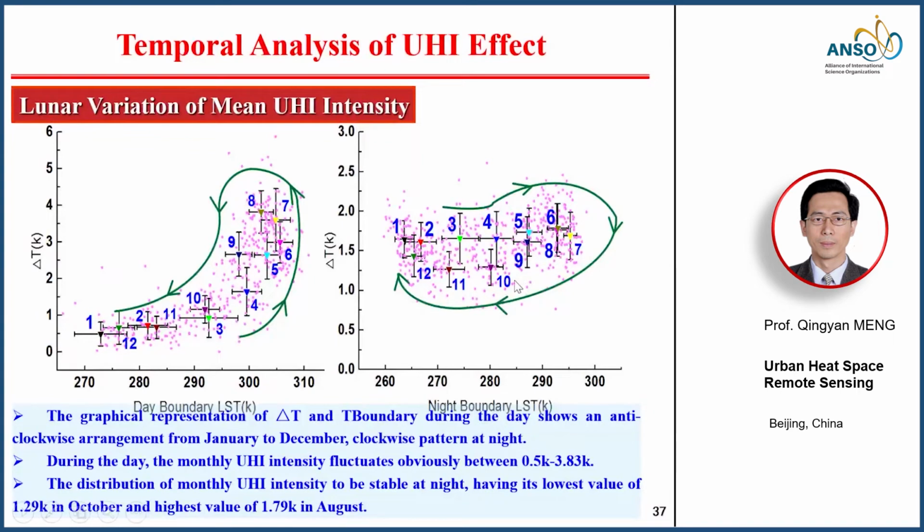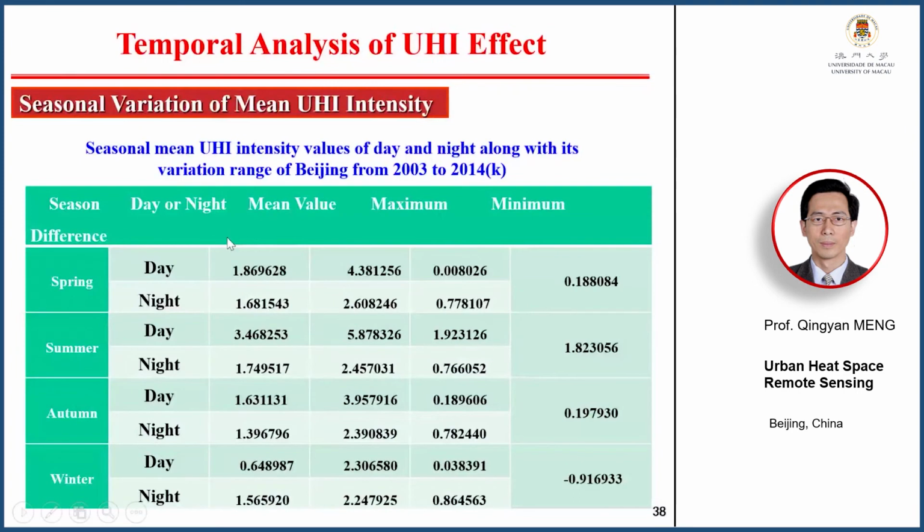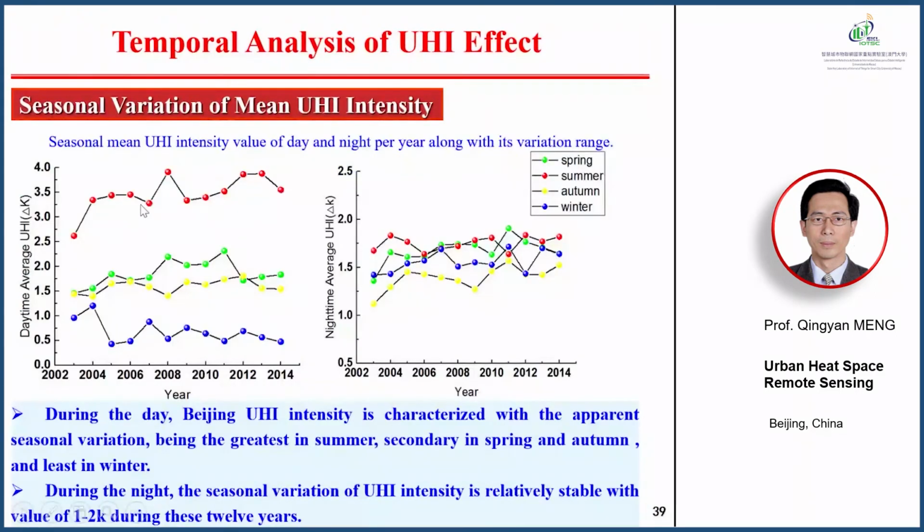Okay, so we can find some very interesting results in the city of the urban heat island with the infrared remote sensing. I think it's very interesting. And this is the seasonal mean urban heat island intensity value of the day and night, along with its variation from several years. And this is also the seasonal mean urban heat island intensity value of day and night per year along its variation. You see, this is the several years change.